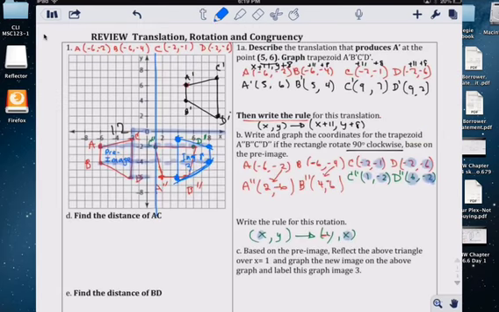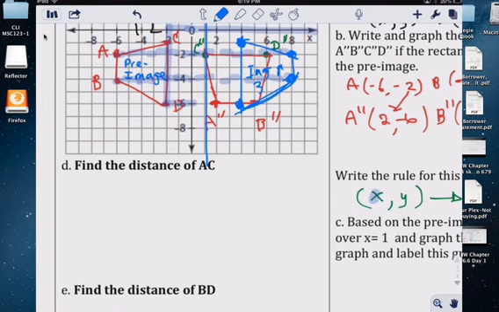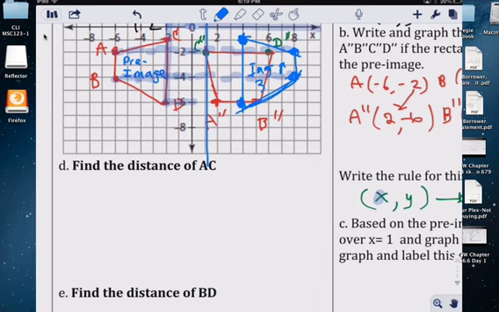That's what it looks like, guys. Okay, so now we need to do the distance between A and C. So here's A, B, C, D. Okay, this is A, B, C, D.